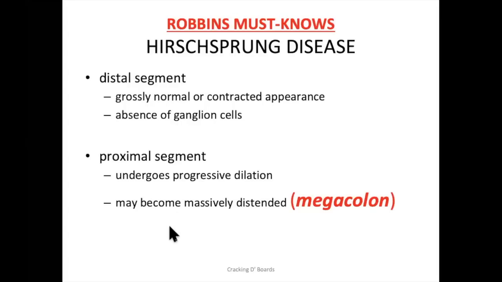So the proximal segment undergoes progressive dilatation. And this becomes massively distended. So that's the term megacolon.